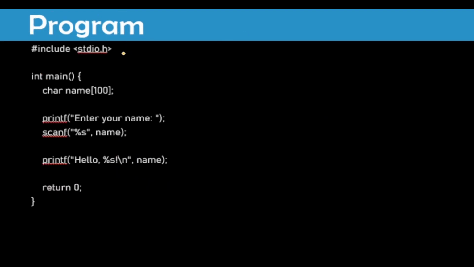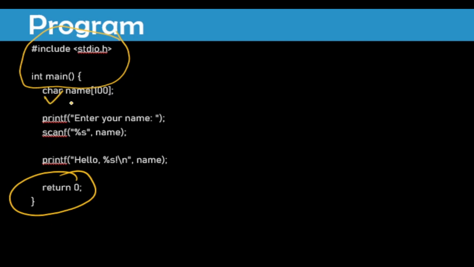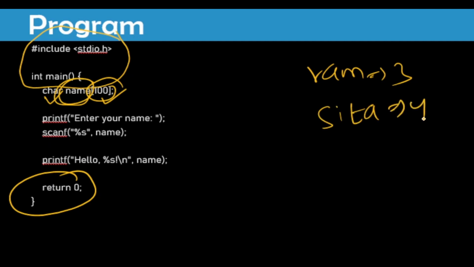See, first #include <stdio.h>, int main and open braces. These things are common for every program. Now see, I am declaring a character array. What is the name of the character array? name. What is the size? 100 means the name can be up to length 100. It may be 2, 10, 20, 30. Ram, what is the length? 3. Sita, what is the length? 4. The length may be anything, so maximum 100.